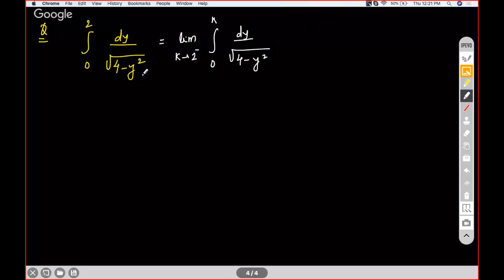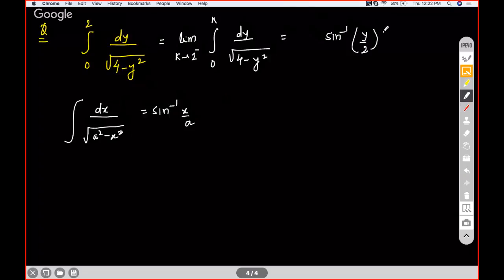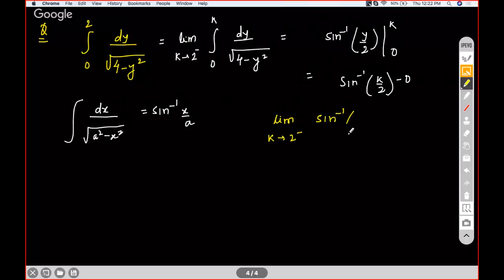And if I'm not wrong, this resembles the integral of the form 1 by under root a square minus x square, and we did that as sine inverse of x by a, correct? So this will be sine inverse of y by 2, from 0 to k. So sine inverse of k by 2 minus 0. And we have to find the limiting case of this as k tends to 2 minus. Sine inverse of k by 2 would be sine inverse of 1, and that's pi by 2. Pi by 2 is the answer. Absolutely correct. Try this one.